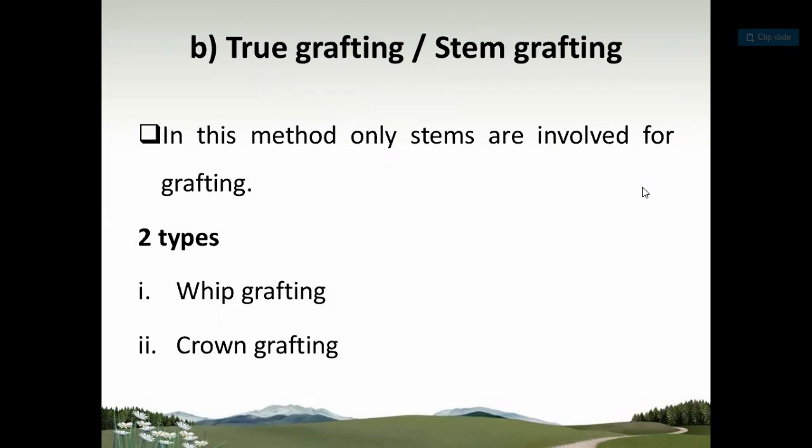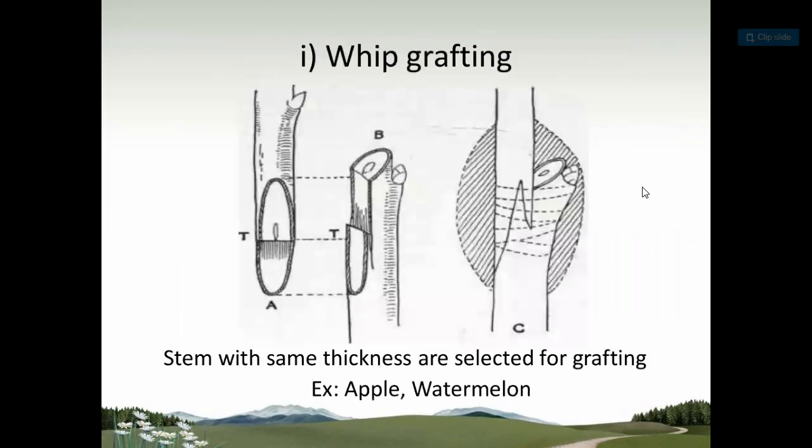True grafting, or stem grafting. In this method, only stems are involved for grafting. Two types are there: whip grafting and crown grafting. Let us see what whip grafting is. Stems with the same thickness are selected for grafting, like apple and watermelon. So whenever we are selecting, they should have the same thickness.